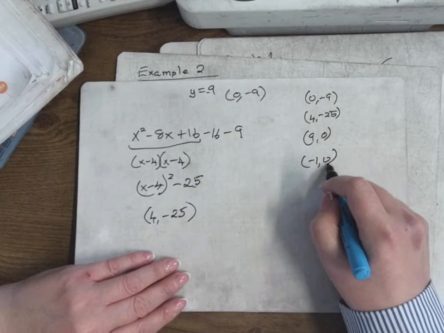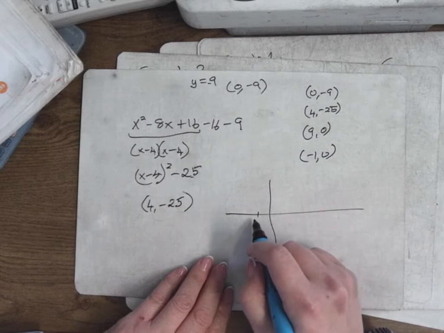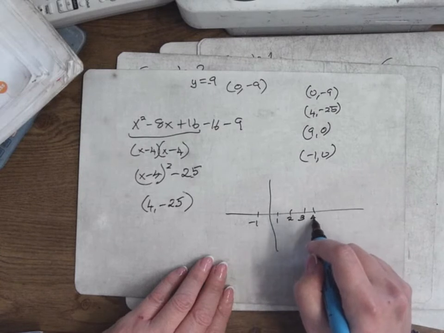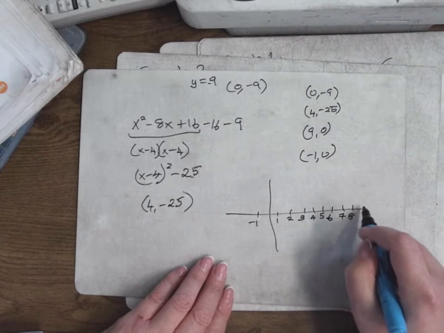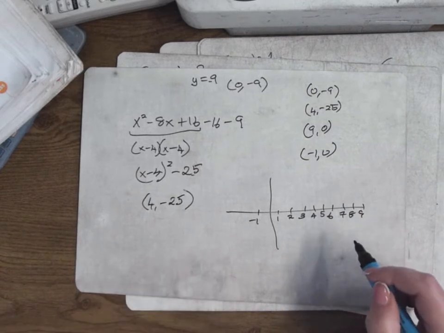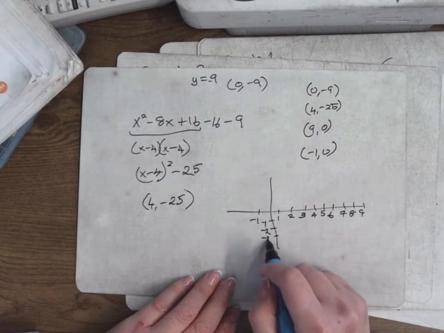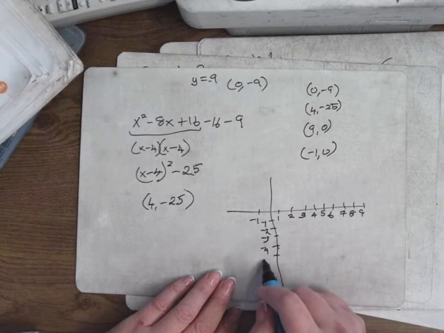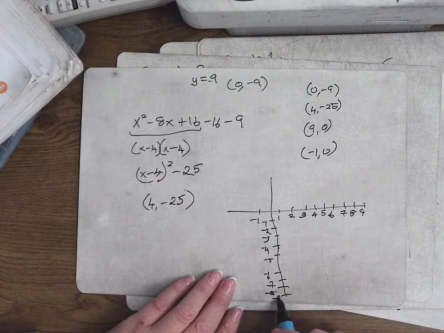And I know it's going to be a U-shaped graph, from the very start. So for the graph, I have minus 1, 1, 2, 3, 4, 5, 6, 7, 8, 9. Now I haven't a notion of going down to minus 25. I picked a bad example, to be fair. Minus 3, minus 4, minus 5, minus 6, minus 7, minus 8. I can't even go to minus 9.